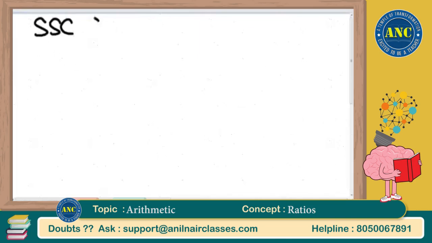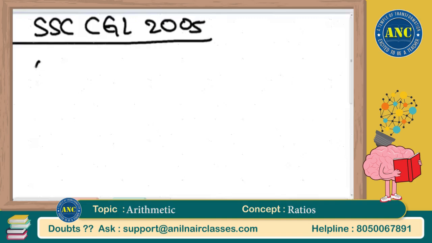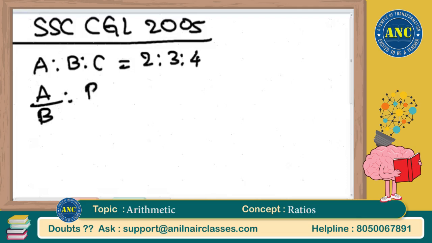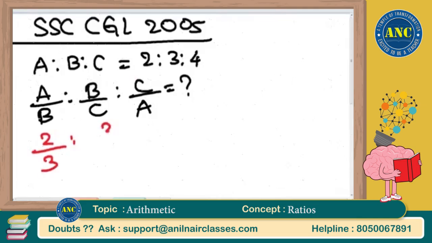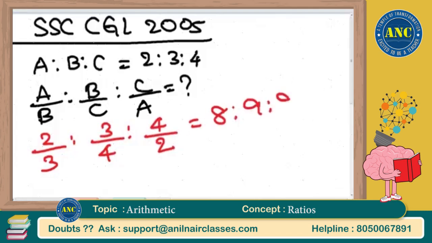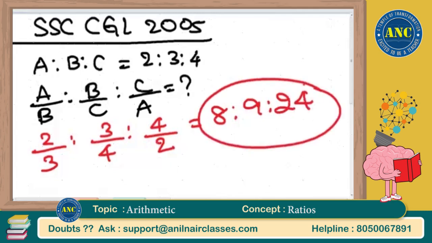Another question which came in SSC CGL 2005. See this question. A is to B is to C is 2 is to 3 is to 4. They are asking A by B, B by C, C by A ratio. Don't complicate by taking 2x, 3x, 4x. A is 2, B is 3. B is 3, C is 4. C is 4, A is 2. Take the LCM and simplify. You know how to simplify. We also discussed this in time and work. You will get this answer.